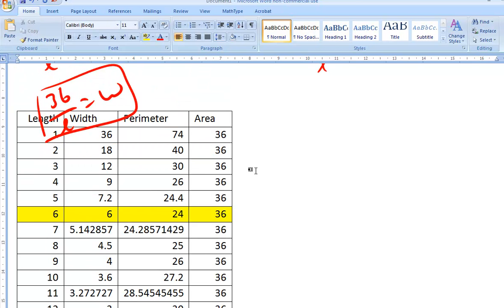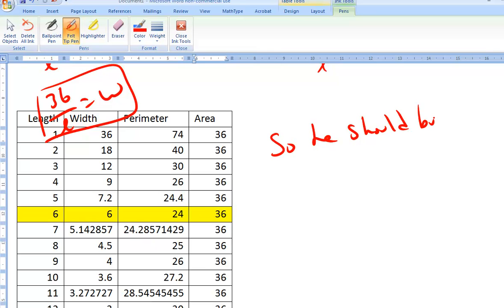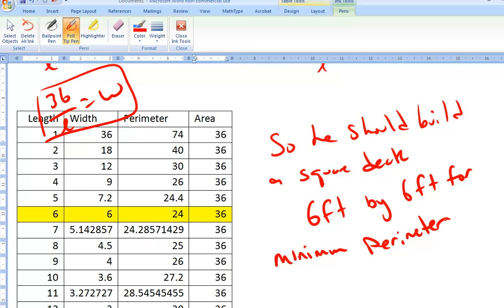Okay. And then I can say, so he should build, what was it, a deck? A square deck, 6 feet by 6 feet for minimum perimeter. There we go.